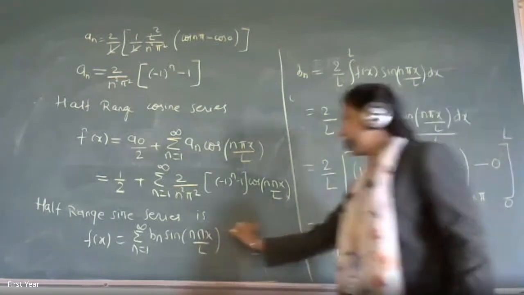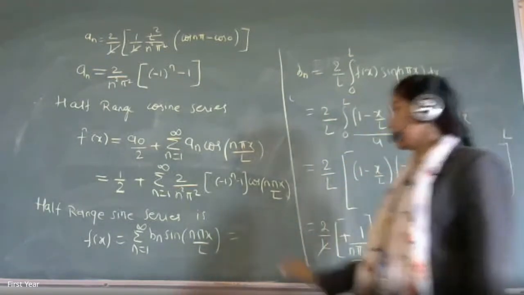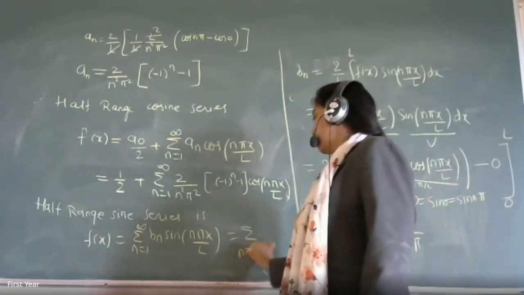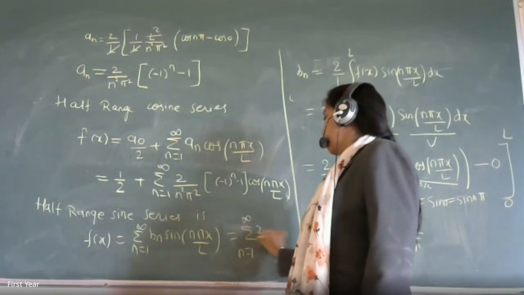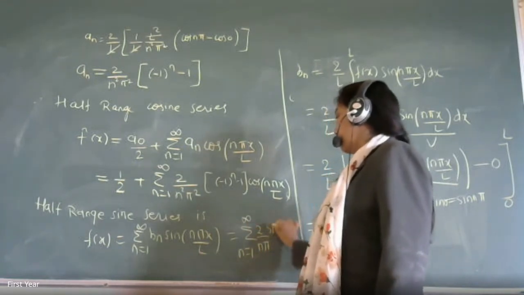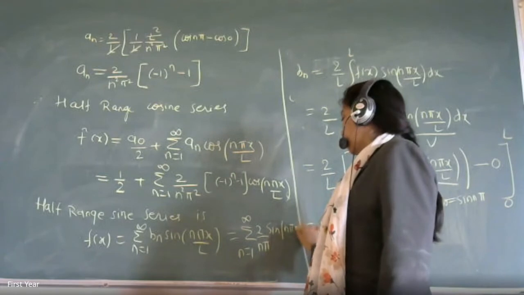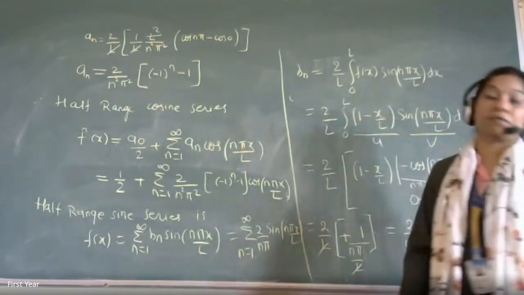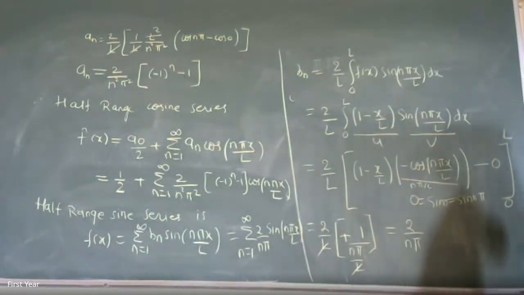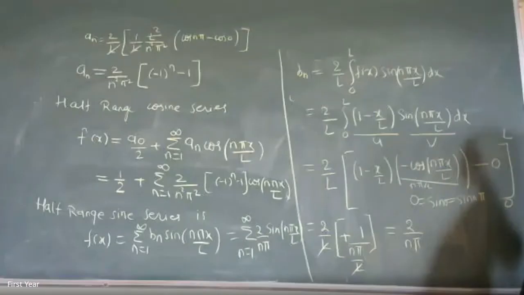Yes, ma'am. Okay. Now you just substitute here. That's your half-range sine series. So it is the summation n from 1 to infinity of 2 upon n pi sine of n pi x by L. That's your half-range sine series. Is this clear to everyone? Yes, ma'am.